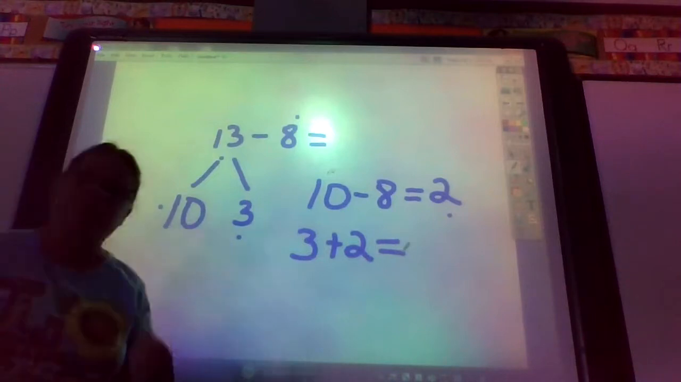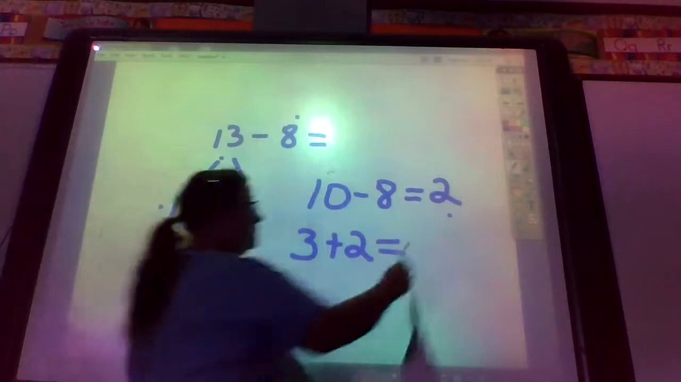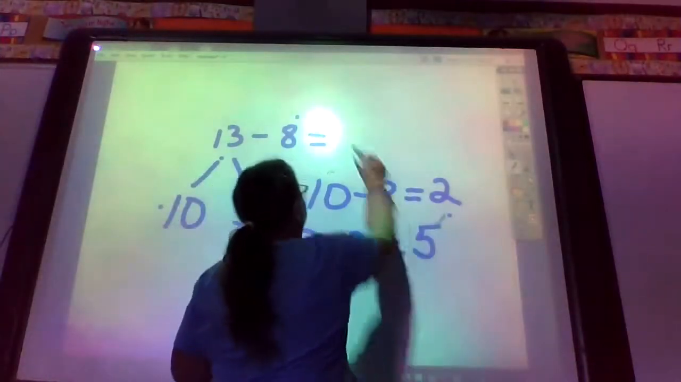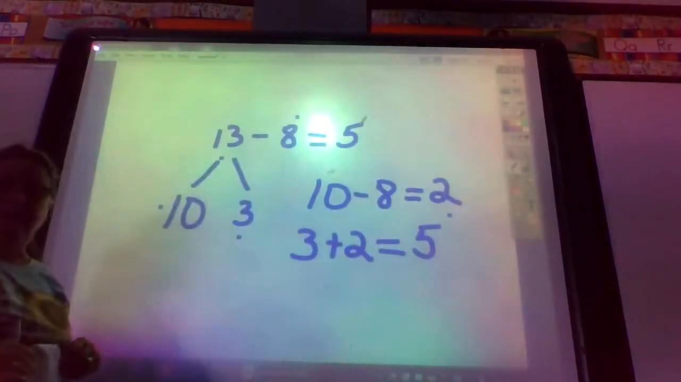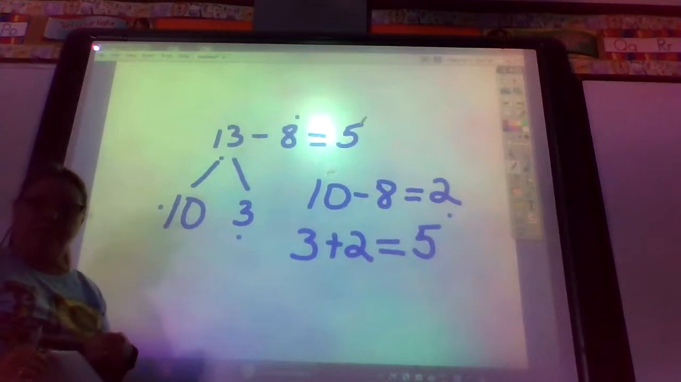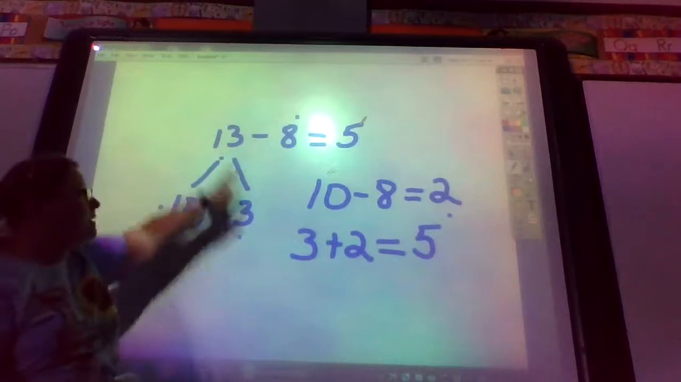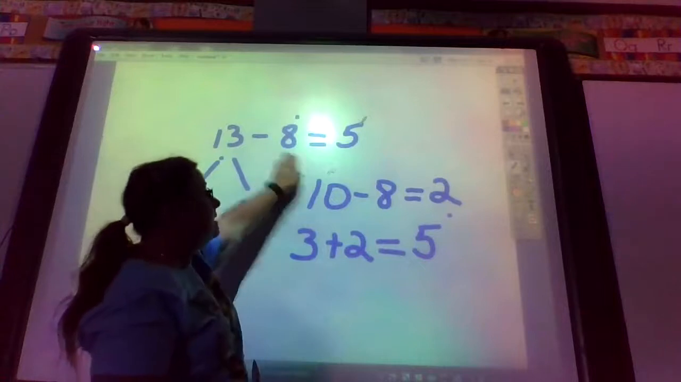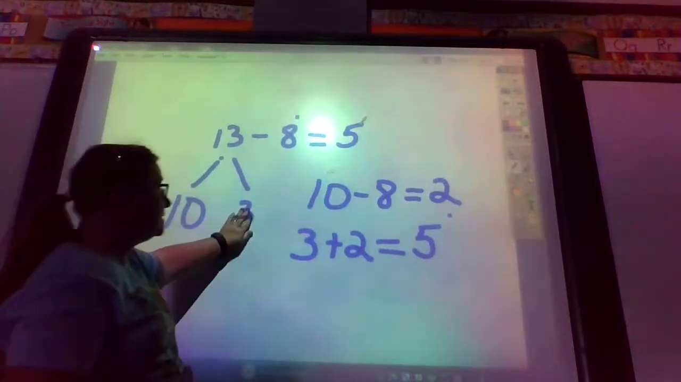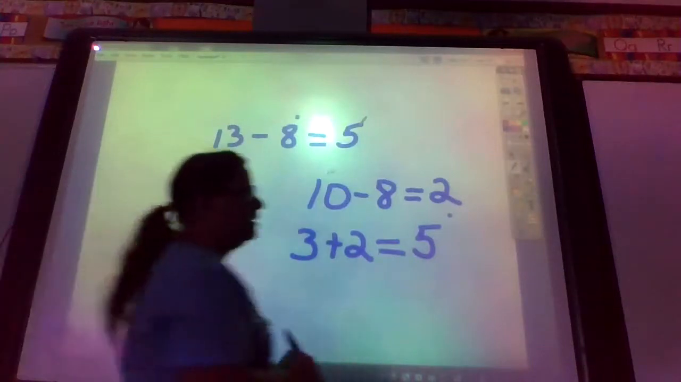Or I can say, well, I have 3, 4, 5. That would be adding 2 more. 3 plus 2 is 5. So I know that 13 minus 8 equals 5. Same concept, same pulling 10 out, same finding what's left, always starting with the 10 and this number to subtract, and then this number in the answer to get my answer. Okay? Let's try another one. These get easier and easier the more that we do.